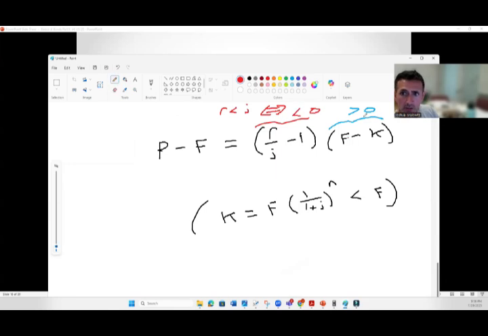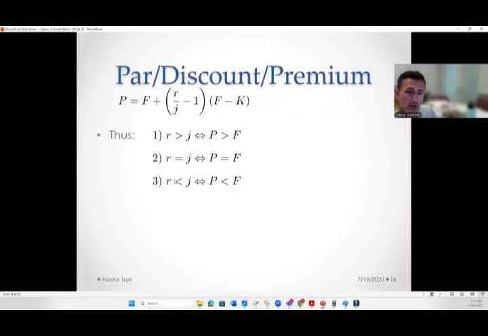Right. So because this is positive, P minus F is negative precisely when this is negative. This is negative precisely when R over J is less than 1, which is the same thing as saying R is less than J. So the conclusion here is R is less than J precisely when P is less than F.